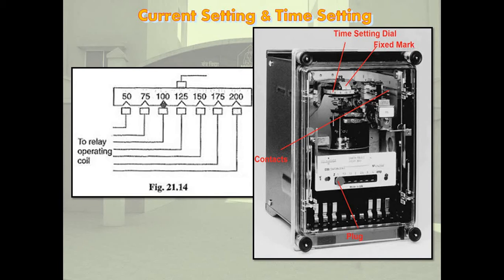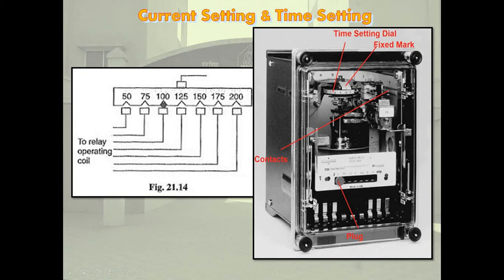Okay. Now, first current setting and time setting. Here this is the current setting figure, or plug setting. This is the construction figure of an overcurrent relay. This is the plug setting, this is the contacts tripping device, this is the dial time set for time setting, and this is a fixed mark.